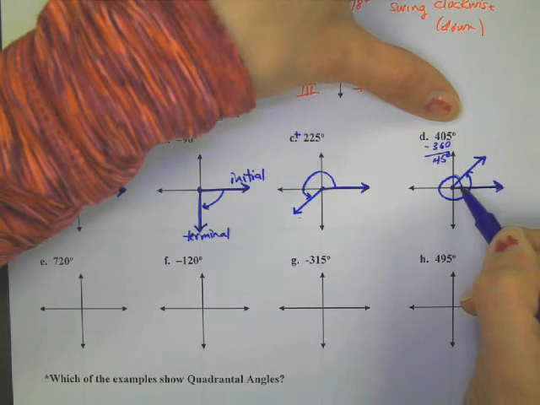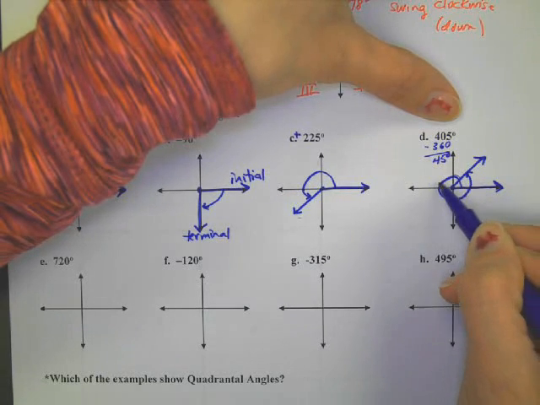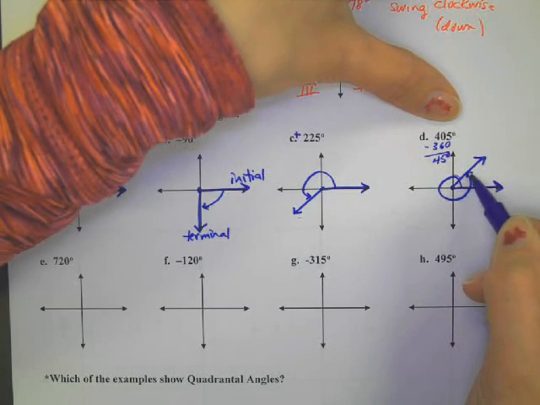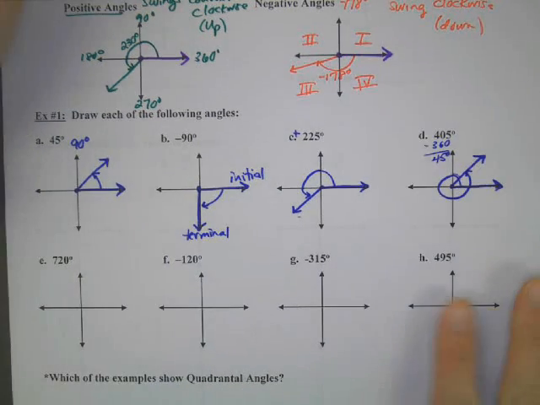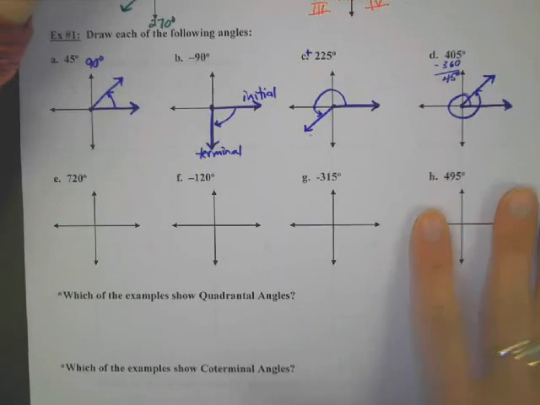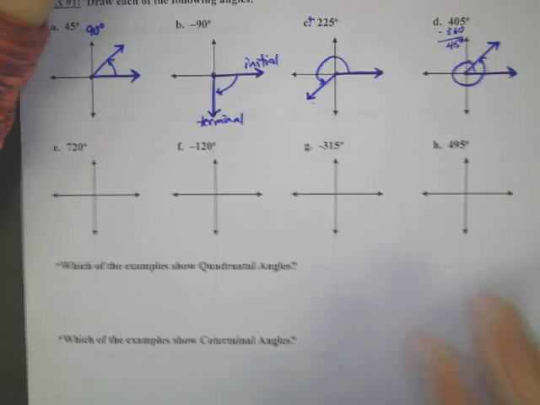this little curly Q. You start on the positive x-axis. You show me how far you swing, you put a little arrow. Okay, you have to have those little arrows to show me how far or which way the terminal ray swung. All right, let's go give some of these a try here.